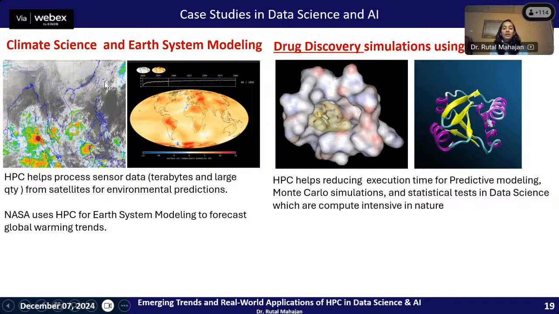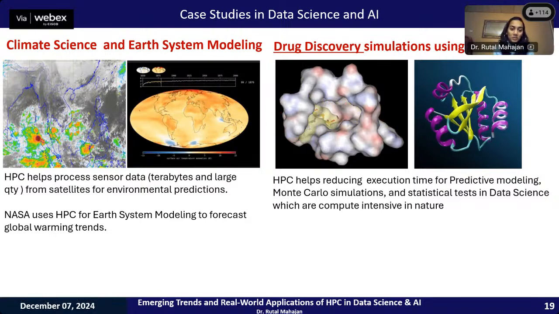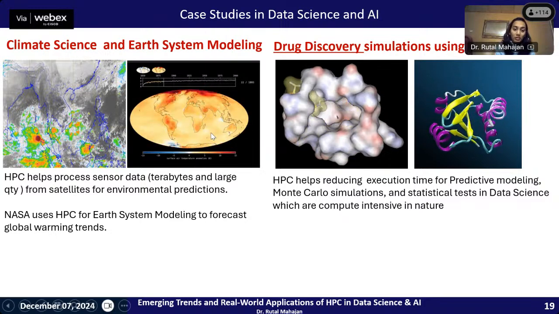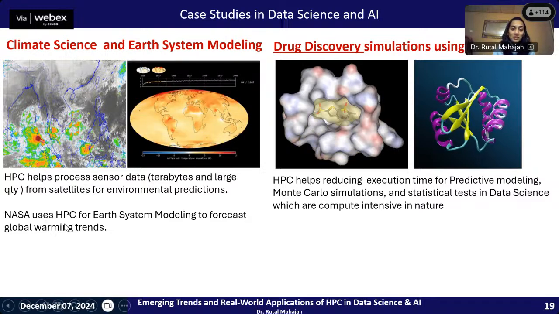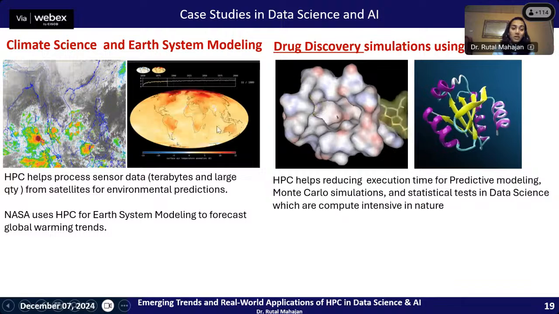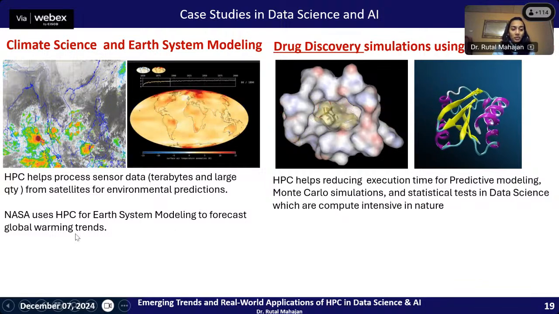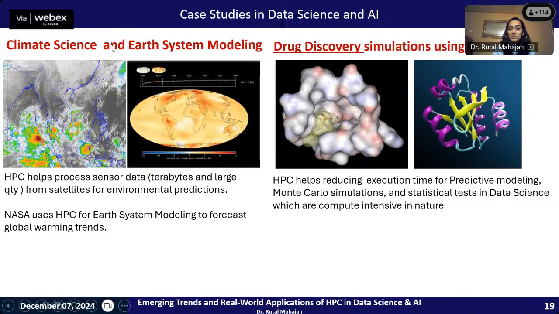Now, these are the applications where we need precision in the prediction. That's why we require the HPC system over here. Not only the speed, we also require the precision as well. So we require this kind of HPC systems to model this kind of applications.